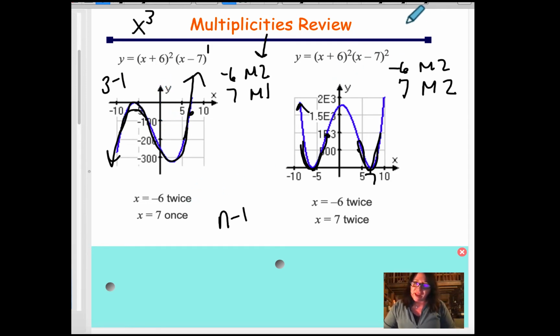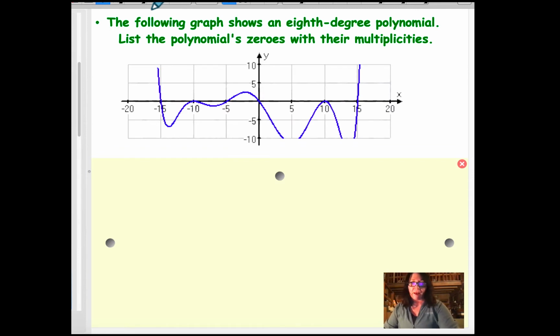So if this is an x to the fourth power, that means I'm going to have three turns. So I've got one turn, two turns, three turns. That's what that means. And even powers are up, up. That's my end behavior. If it's a power of 3, that's your positive power of 3. It's right arm up. It looks like that.